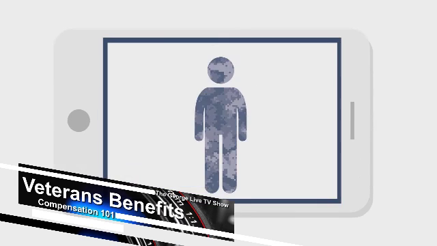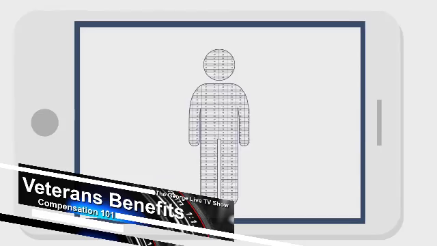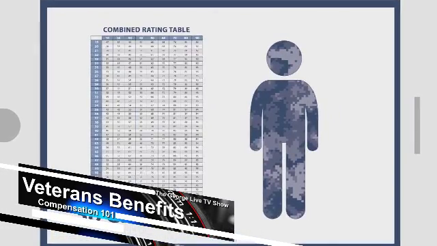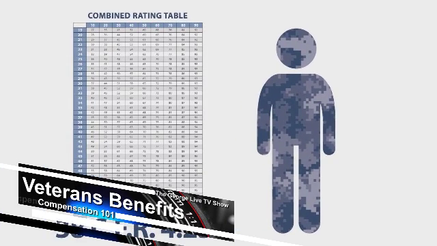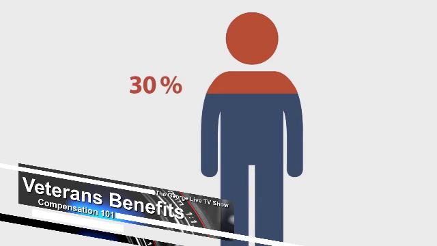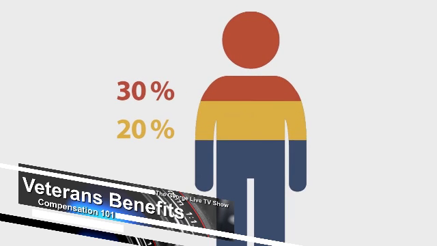The disability is determined by using the combined rating table located at 38 CFR 4.25. To use the rating table, you need to start with the highest disability percentage, and from there, arrange them in order of severity, highest to lowest.